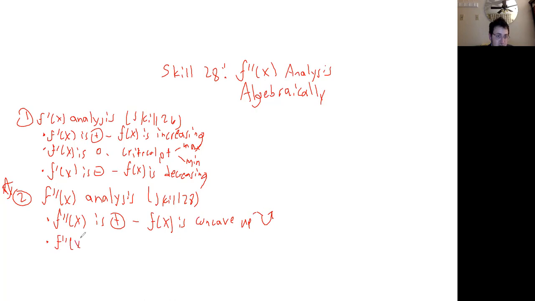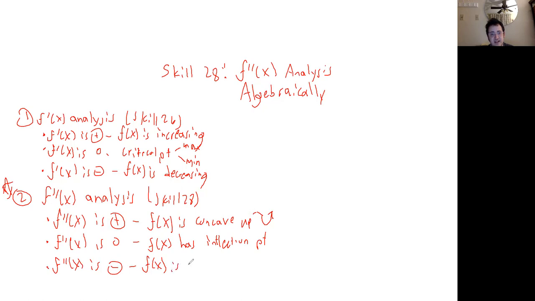If f double prime of x is 0, we have f of x having an inflection point. And if f double prime of x is negative, this means that f of x is concave down. So it has that frowny face type of thing in effect.